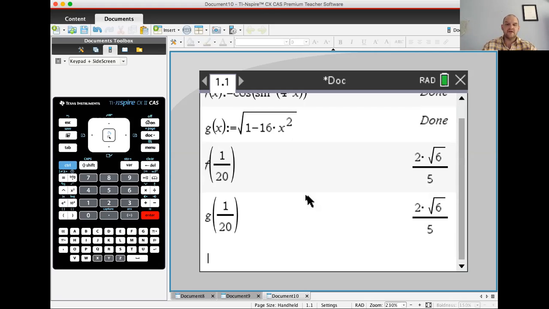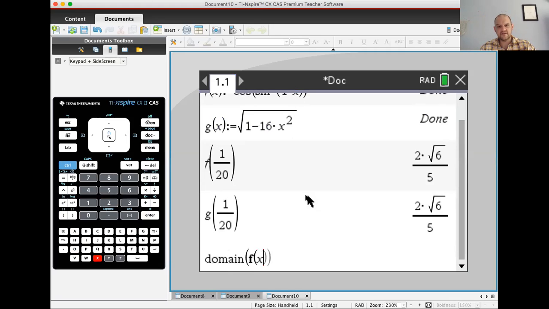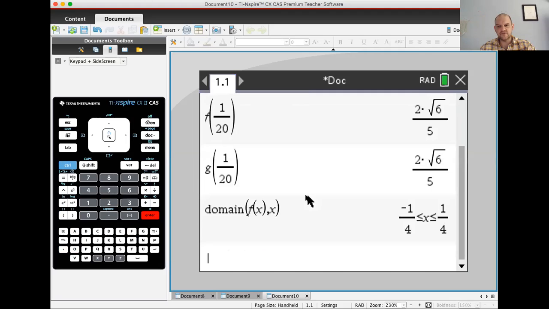We wrote an algebraic expression for this crazy looking trig thing, and it's so useful to have that. I also know that the domain of f of x is -1/4 to 1/4 inclusive. And the calculator also knows that. I don't really know how the calculator knows that, but it does. It's super good at it.